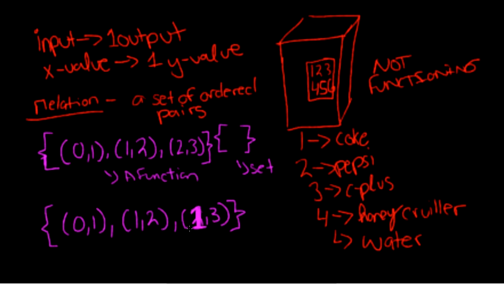Let's look at this one: 0, 1, and 1. Now this is not a function. And why is that? Because when you plug in 1, you get 2 as your output, and you also get 3, which means that this is not a function.